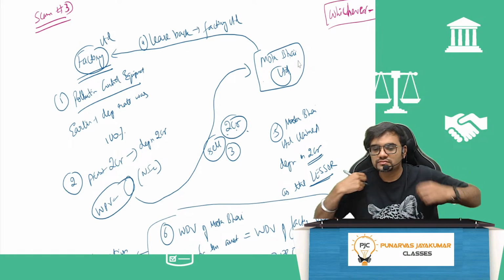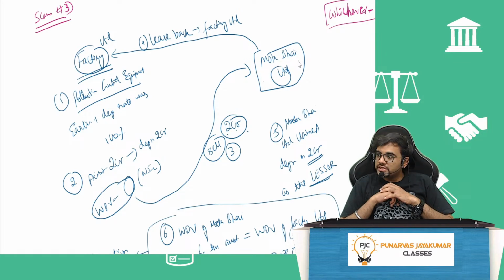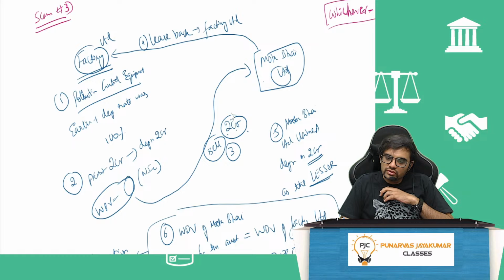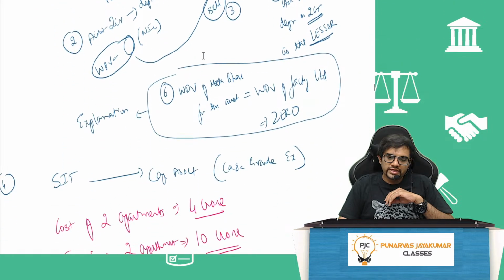So again, what was the explanation? The explanation said actual cost cannot be 2 crore. Actual cost shall be nil. Why nil? That will be the WDV of the asset sold by Factory Limited. So when you are buying the asset, what is the WDV that you should take it at? 0. Should take it as 0.